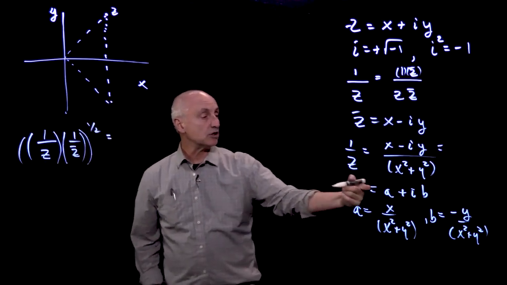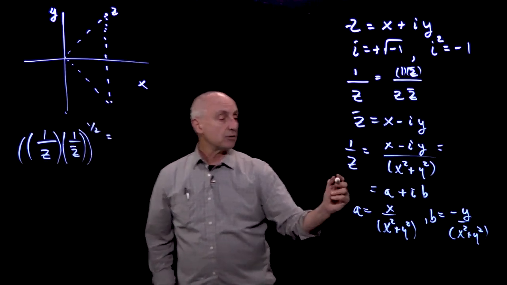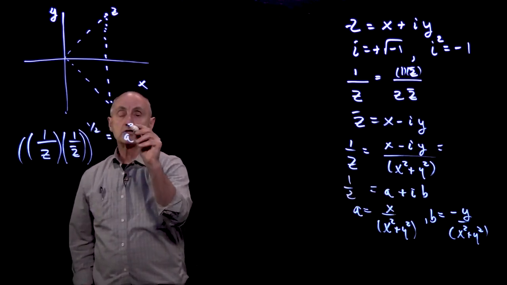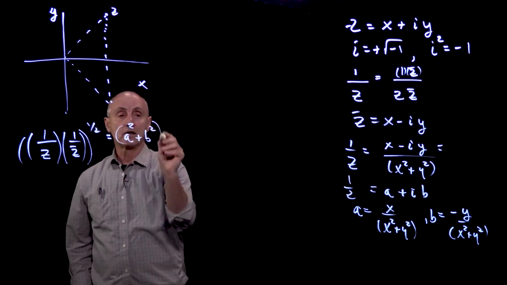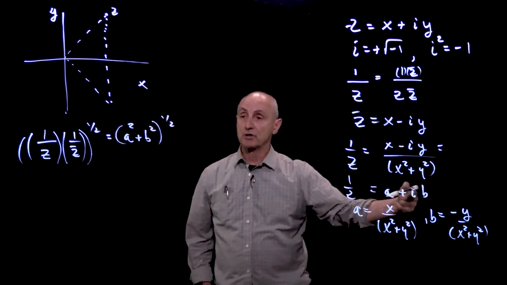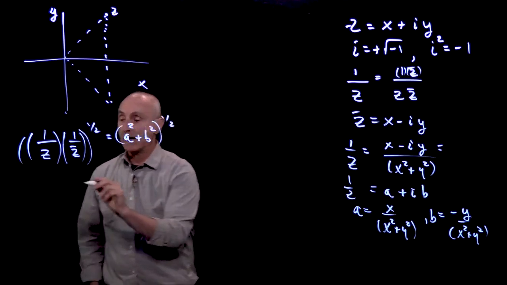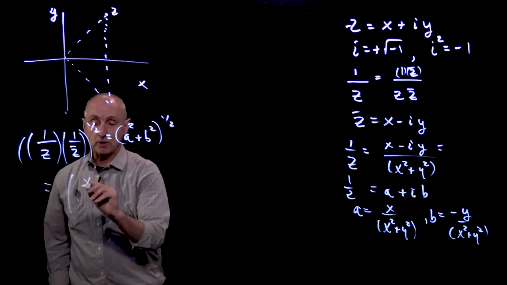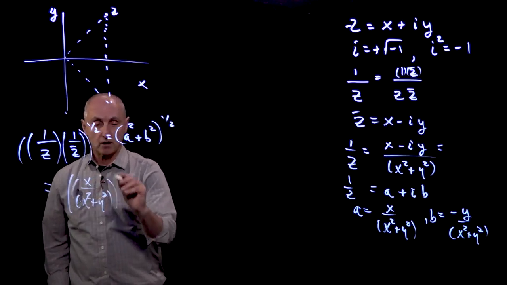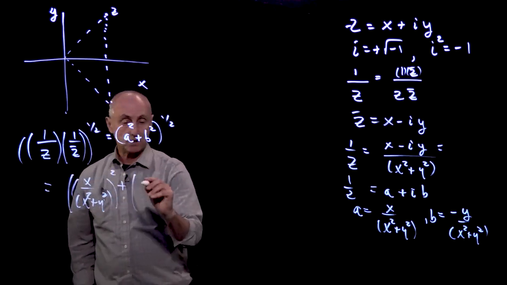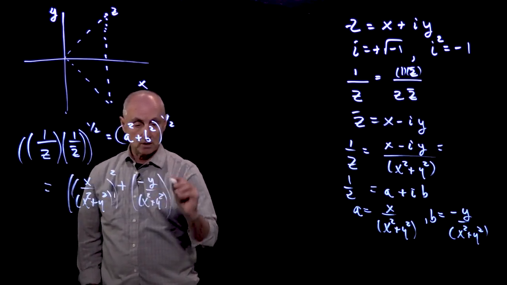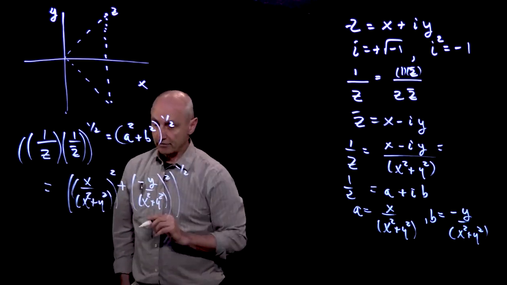And from our notation, we know that if we wrote 1 over z as a plus ib, then this is just a squared plus b squared to the 1/2, because we've written the complex number in terms of a plus ib. And we have our expressions for a, so we have x over x squared plus y squared, quantity squared, plus b, which is minus y over x squared plus y squared, quantity squared, to the 1/2.